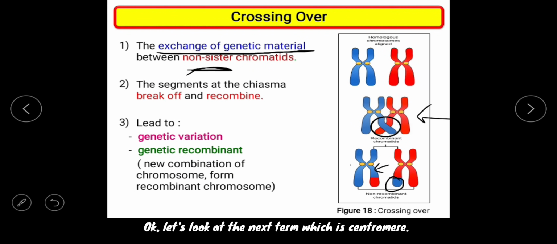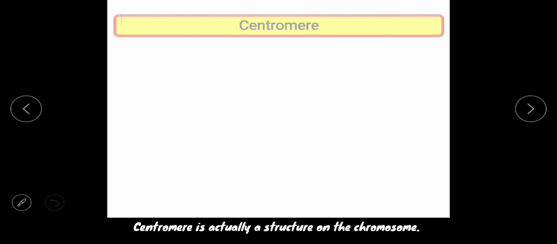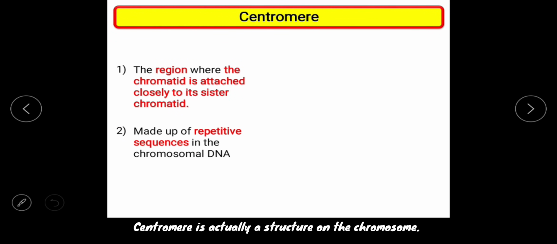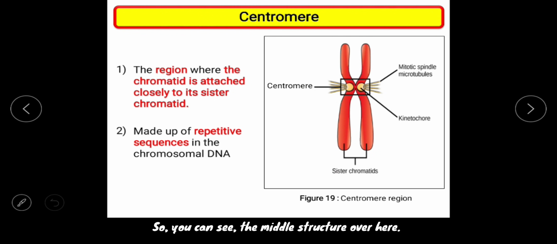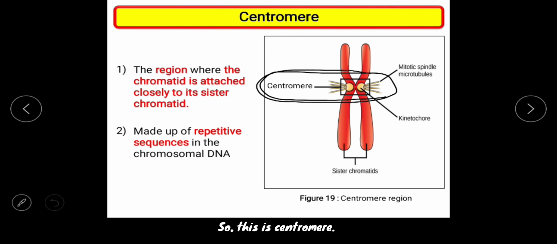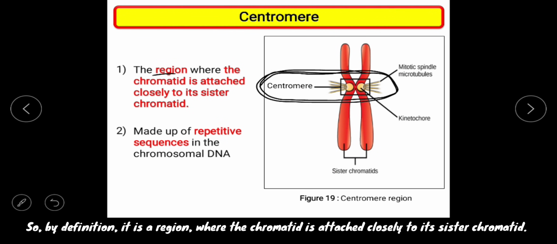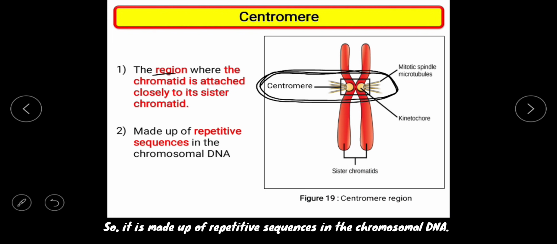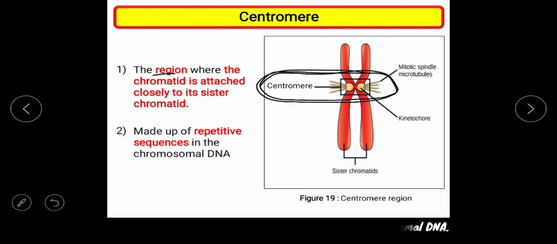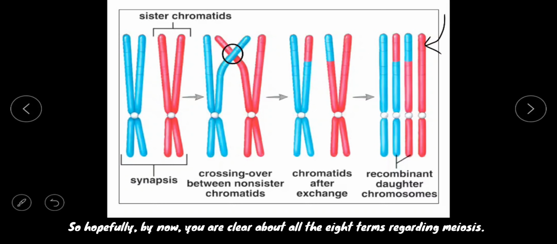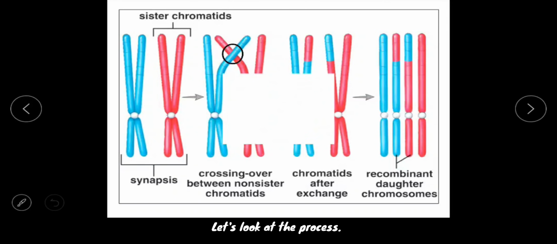Okay, let's look at the next term, which is centromere. Centromere is actually a structure on the chromosome. So you can see the middle structure over here. This is the centromere. By definition, it's a region where the chromatid is attached closely to its sister chromatid. It is made up of repetitive sequences in the chromosomal DNA. So hopefully by now you are clear about all the 8 terms regarding meiosis. Let's look at the process.